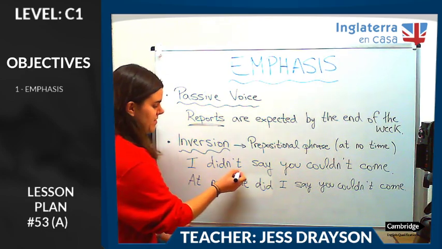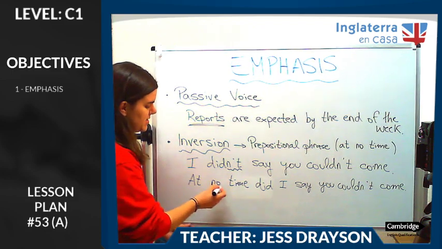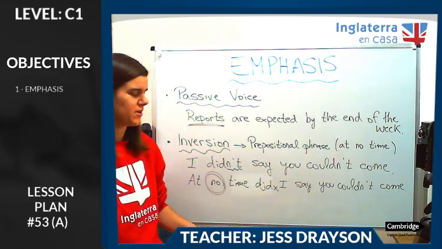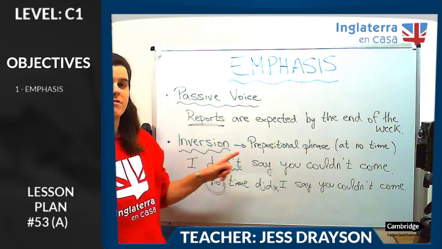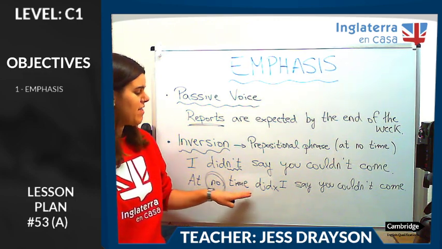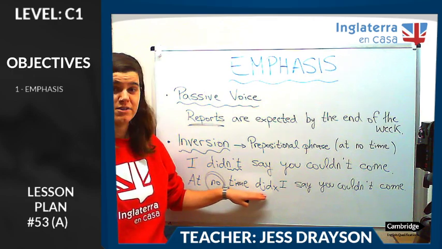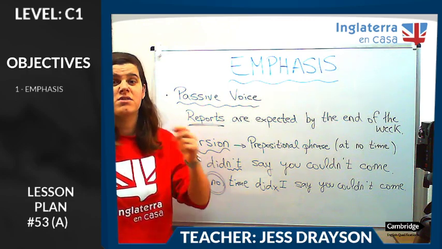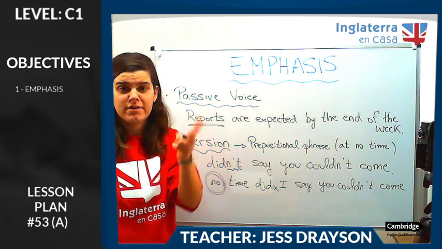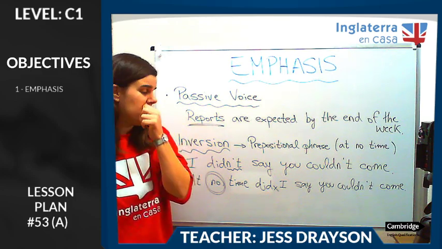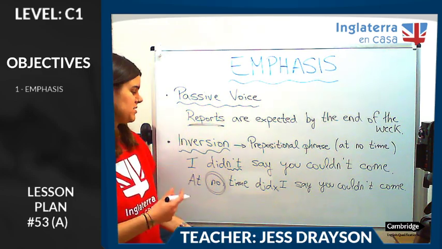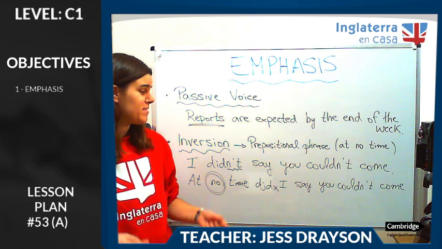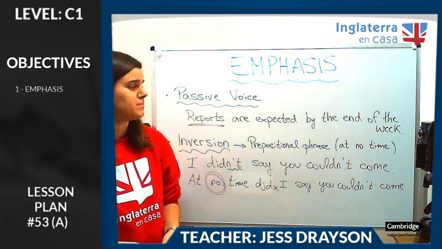The difference here is that obviously the negative of didn't is indicated in the no, so therefore you do not have didn't in this sentence, okay? So at no time would be the prepositional phrase that introduces this inversion, and then you have the auxiliary and then the subject and then the verb, okay? So kind of like when you're making a question and you invert the order of auxiliary and verb and subject. But here it is not a question, right? It's just emphasis. It's inversion within it, okay? So at no time did I say you couldn't come would be an example.